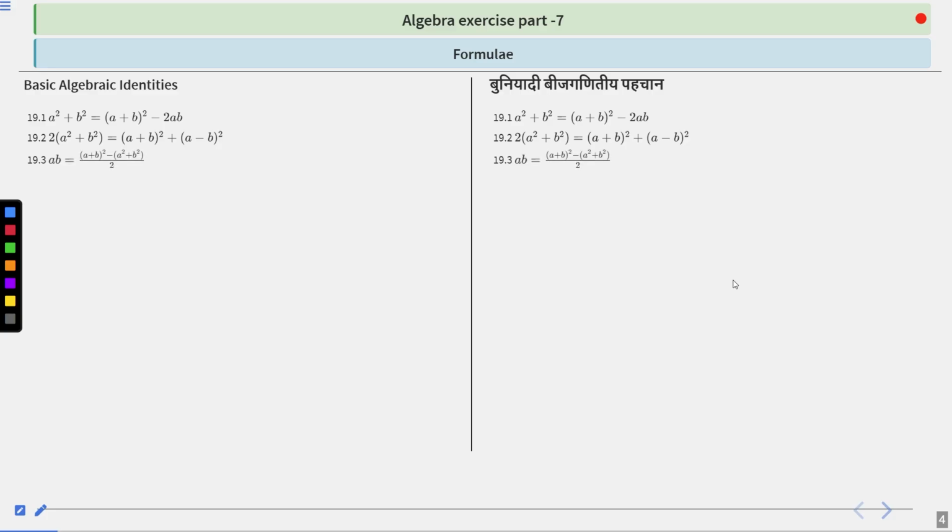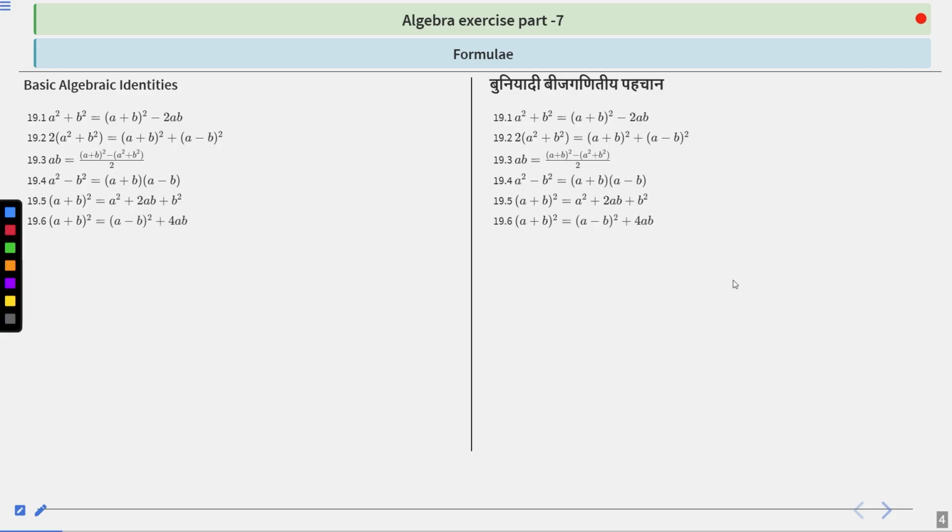Then we have ab is equal to a plus b's whole square minus a square plus b square upon 2. Next one is a square minus b square is equal to a plus b into a minus b. Then we have a plus b's whole square is equal to a square plus 2ab plus b square. Then we have a plus b's whole square is equal to a minus b's whole square plus 4ab. Then we have a minus b's whole square is equal to a square minus 2ab plus b square.